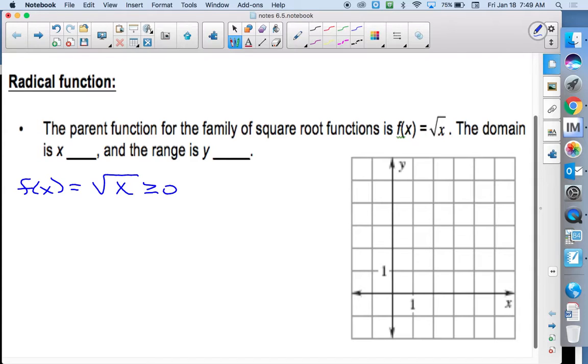Because it's a square root, you can't have a negative number underneath the square root. Therefore, x has to be greater than or equal to 0. And for the domain, that's when we usually say it starts at 0 with a bracket, because it is allowed to be 0. We can take the square root of 0, and it goes to infinity.